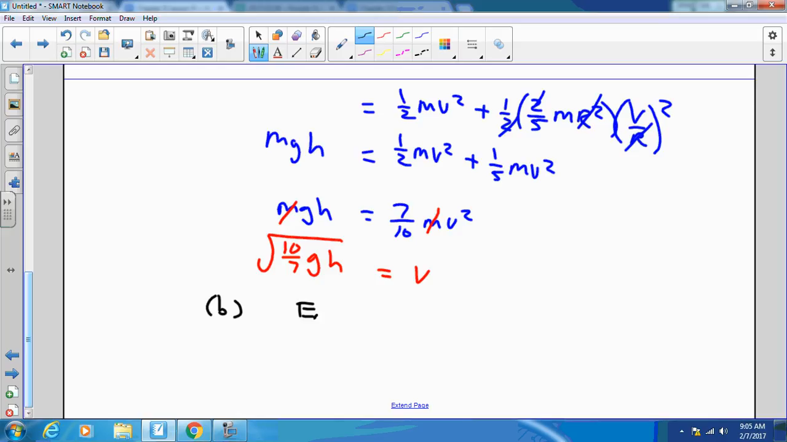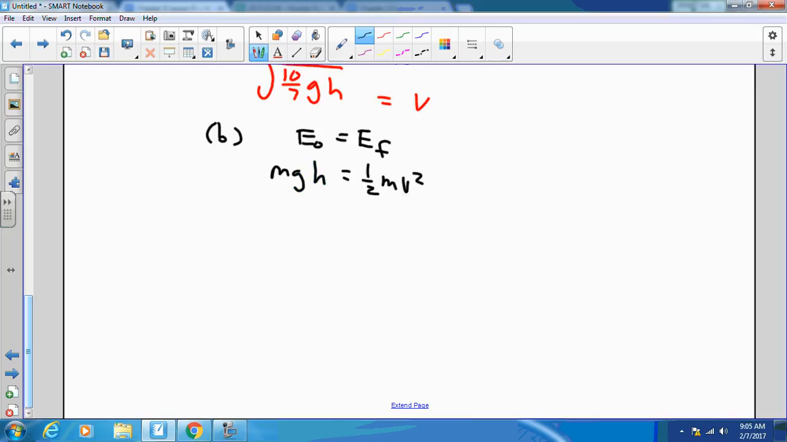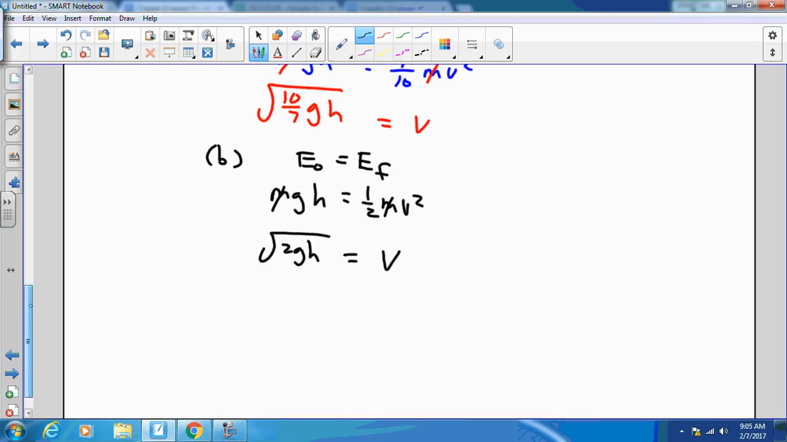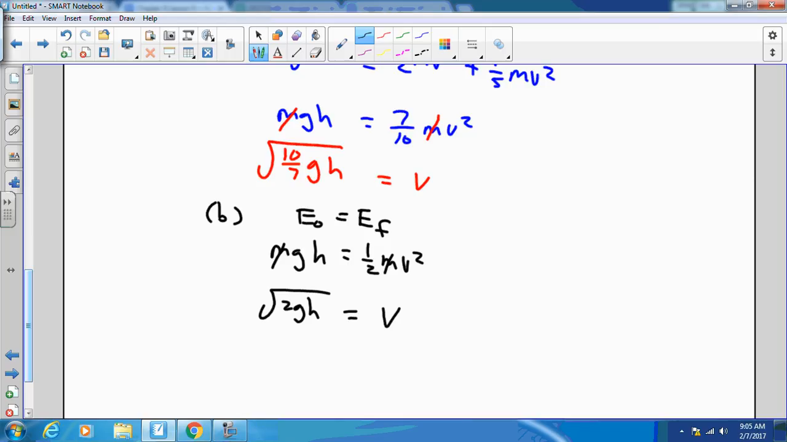Now, if we contrast that with the sliding without rolling case, again we have conservation of energy, but now what changes is that my rotational kinetic energy is 0 because I'm not rolling. So I get a really familiar result, v is equal to root 2gh. Now, let's compare these two numbers here. Which one's greater? Yeah, exactly. If the object slides without rolling, it will pick up greater speed.